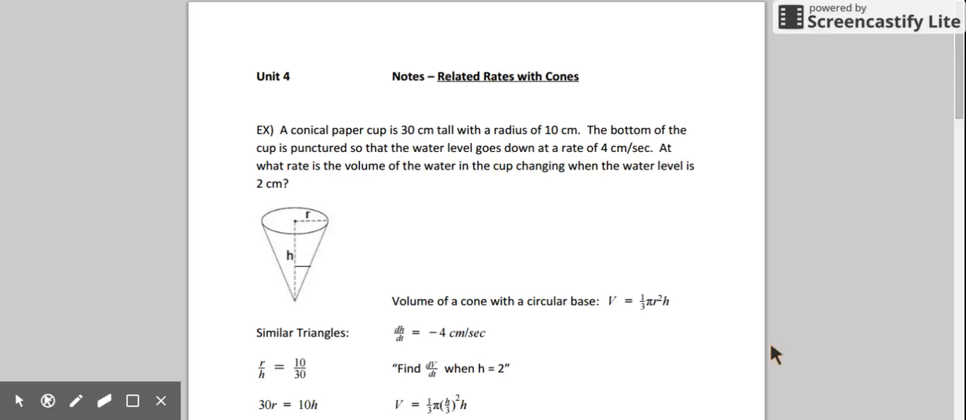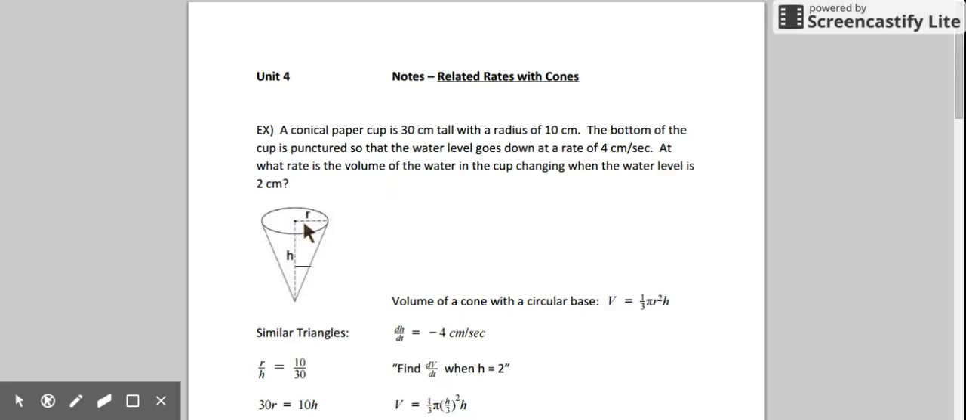In this video, I'm going to be doing a couple example problems involving cones and related rates. So in this example, we have a conical paper cup, and it's 30 centimeters tall. So imagine the snow cone cup that you get, or some athletes may recognize it as the type of cup you're given on the sidelines of a game. 30 centimeters tall, and it has a radius of 10 centimeters.